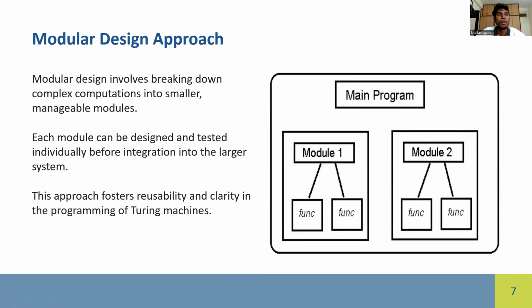Modular design approach. Modular design involves breaking down complex computations into smaller, manageable modules. Each module can be designed and tested individually before integration into the larger system. This approach fosters reusability and clarity in the programming of Turing machines. The main program calls function A, function B, or function C, and these connect to the modules. So that is the framework of a main program.